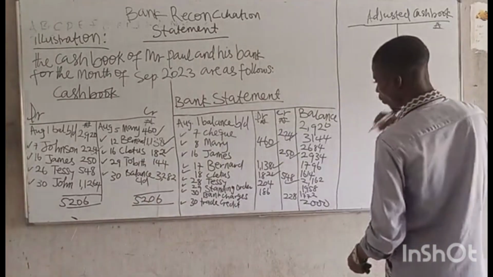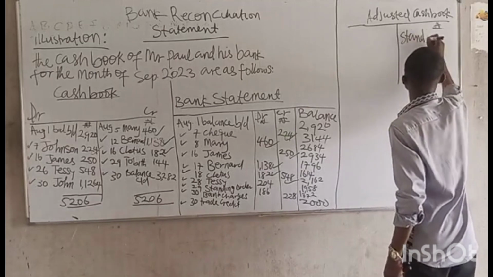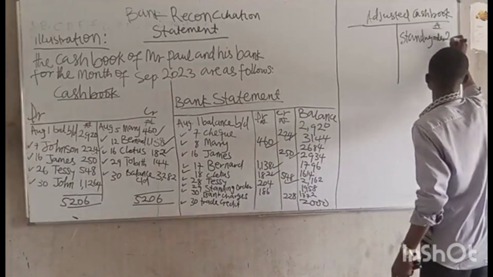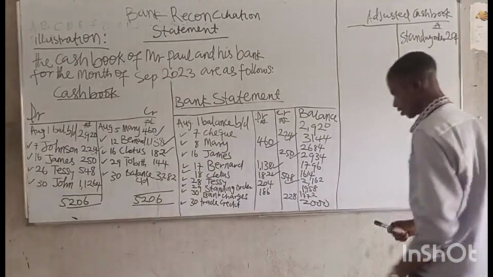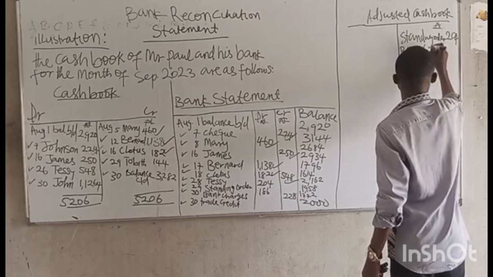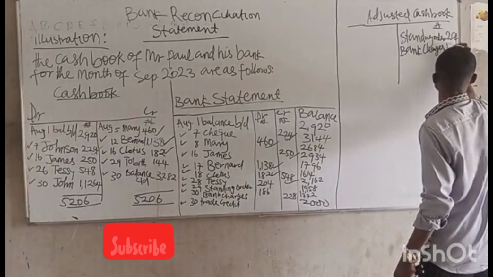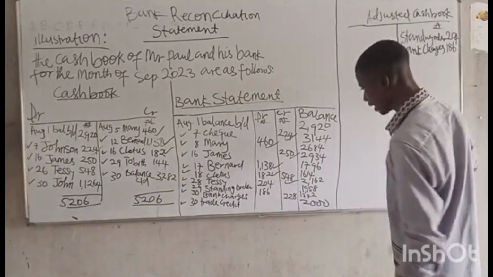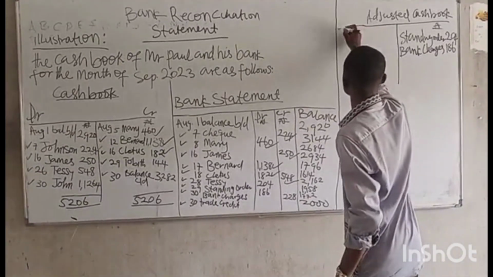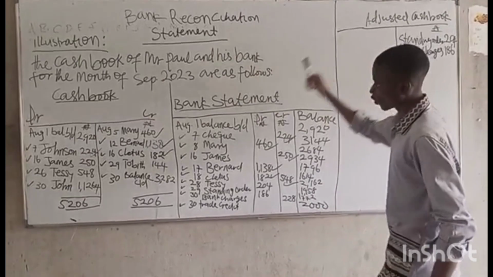So under this place we have standing order. The figure is 204, and bank charges. The figure is 186. Then this one that appeared on the credit side will be on the debit side. But first of all, we have to bring the balance brought forward from the cash book.